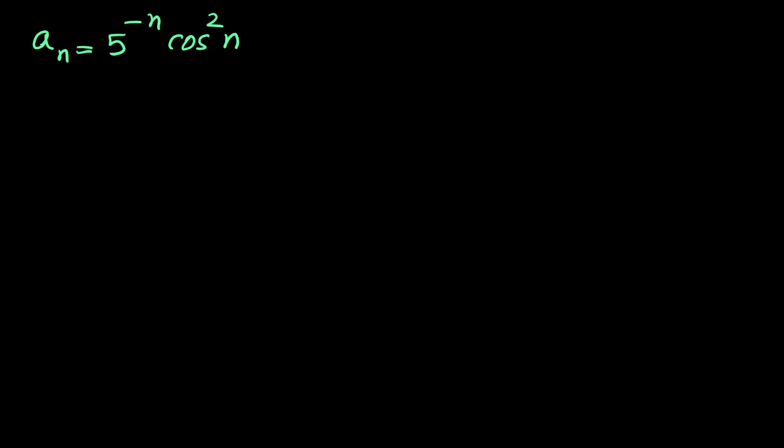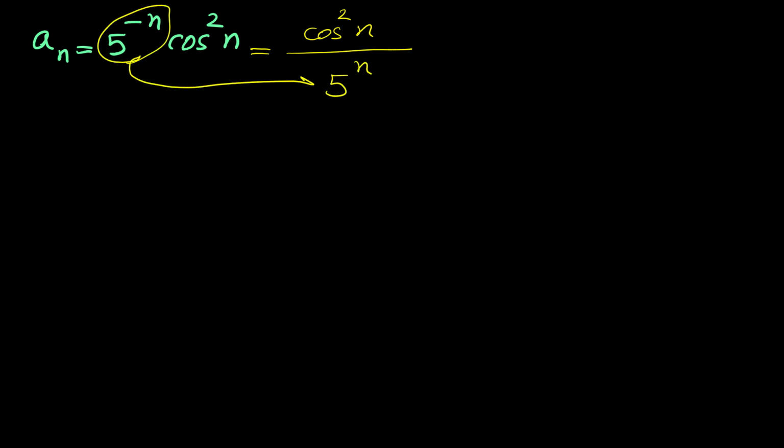First of all, note that here we have 5 to the negative n. When we have an exponential expression with a negative power, it means we can take this expression to the denominator and write it with a positive exponent. So it's a good idea, before doing anything, to rewrite this sequence in the form of cosine to the 2n over 5 to the n. So first we move this to the denominator and make the power positive.